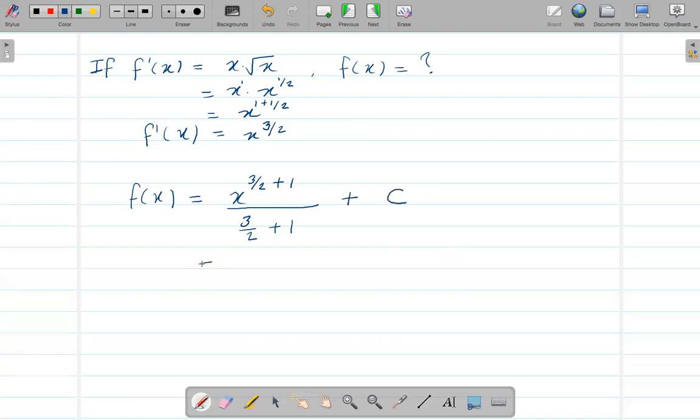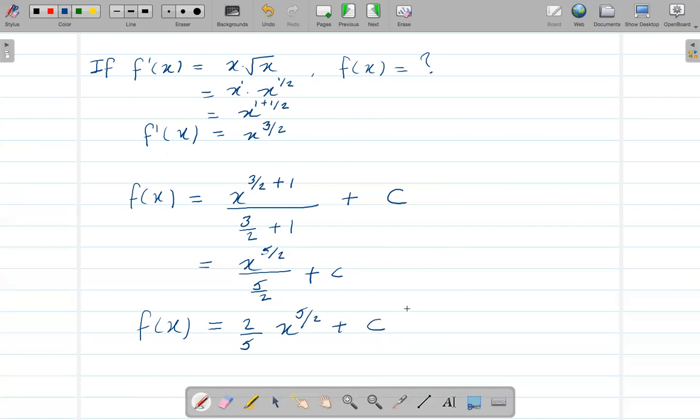And then this is equal to x to the power 3/2 plus 1, which is 5/2, over 5/2 plus c. Or f of x is equal to, now this 2 is going to go to the top, 5 is still going to be on the bottom, 2/5 x to the power 5/2 plus c.